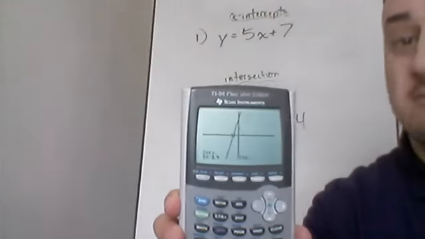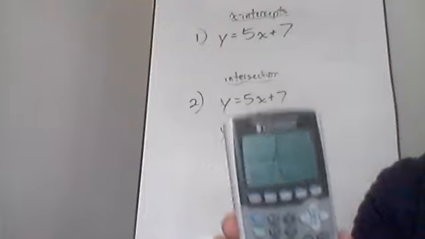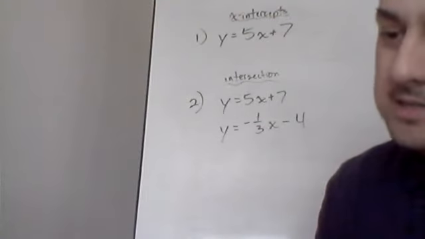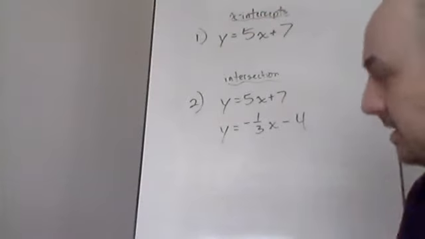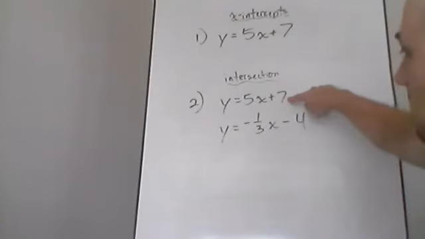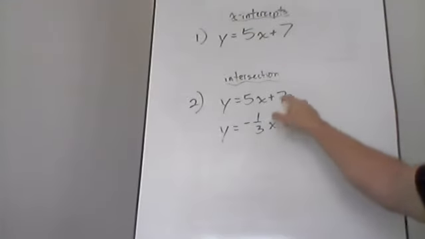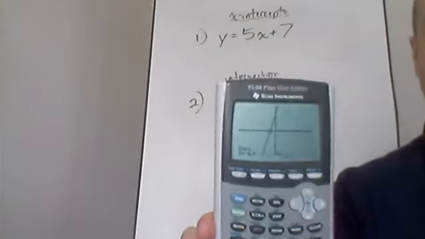Never with the trace, never just eyeballing it and making an estimate based on what the graph looks like. All right, so that's how we find our x-intercepts. Right, the next thing we're going to do is find an intersection of 2 graphs. The 2 graphs we're going to use are y equals 5x plus 7 and y equals negative 1/3 x minus 4. The y equals 5x plus 7, that's the one that I already have graphed there.